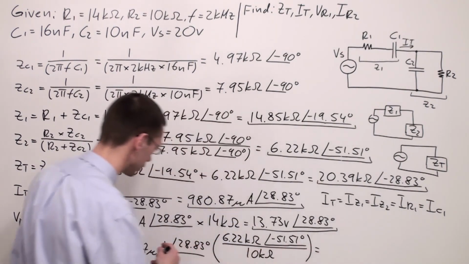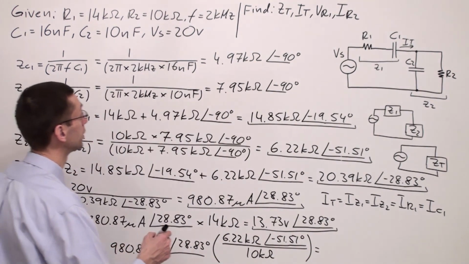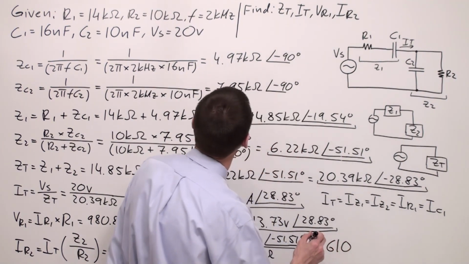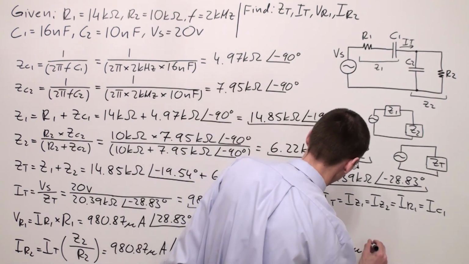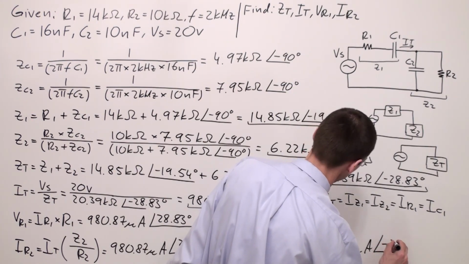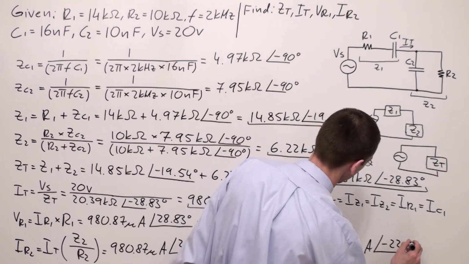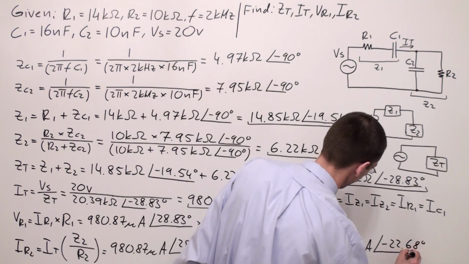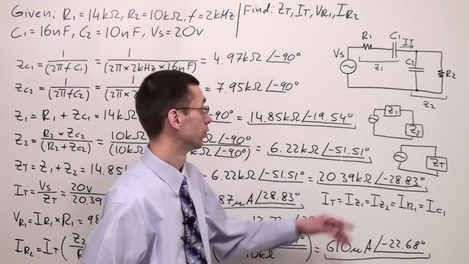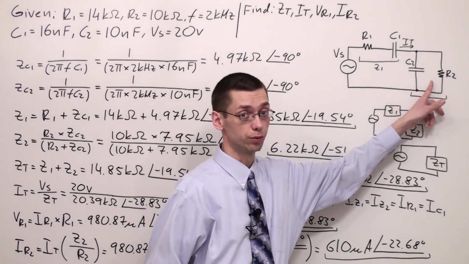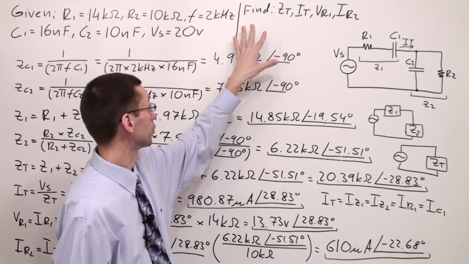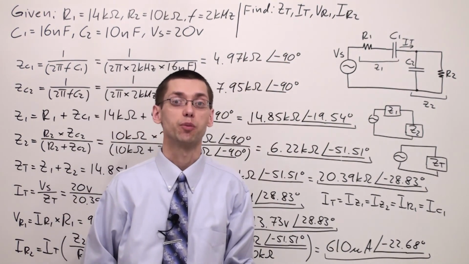Plugging these values into the calculator, you're supposed to obtain the value of 610 microamps and angle of negative 22.68 degrees. So this is the current which will go through resistor R2. So basically we can say that we found everything, whatever we were supposed to find, and we can say that the problem is solved.